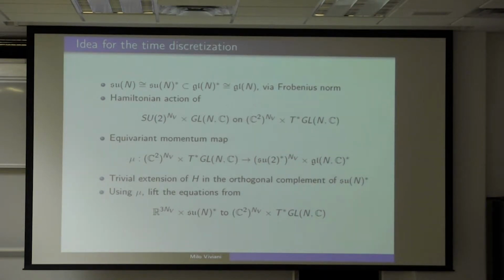So we will see that it's enough to study Lie-Poisson systems on GL(N)* and having quadratic preserving numerical schemes to derive a numerical scheme here. Okay, so somehow aiming for the simplicity gave a better result in the end. So we have this momentum map, equivariant momentum map here, and we will extend the Hamiltonian to the orthogonal complement of SU(N)*. And as I said, we use the momentum map to lift the equations from here to here, and this will give us a collective Hamiltonian.